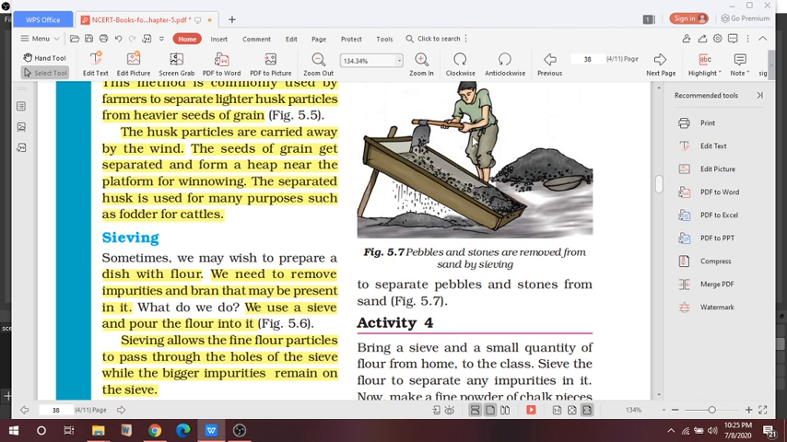The person standing here is separating the pebbles and stones from the sand. Sand is actually separated from the pebbles and stones. The pebbles and stones are held back by the pores, but the lighter, small particles of sand are separated from the pebbles and stones.